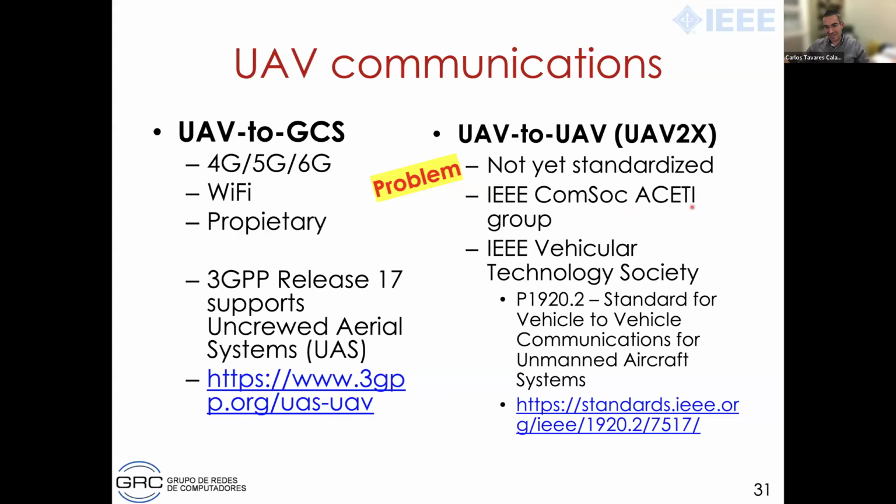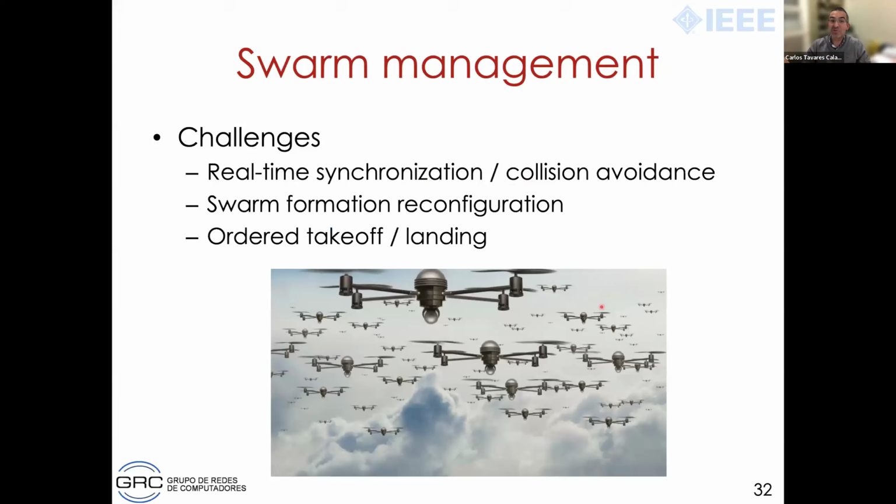So here I have the ASETI work group and the P1920.2. Okay, so maybe we can expect a standard to come out soon. But in terms of commercial products, there is still no technology that we can actually try on the field, similarly to what we have for vehicular networks with, for example, 802.11p and WAVE type of devices. So this is clearly missing, and it is fundamental to address these type of solutions I was showing you before, and also what comes next, which is swarm management.